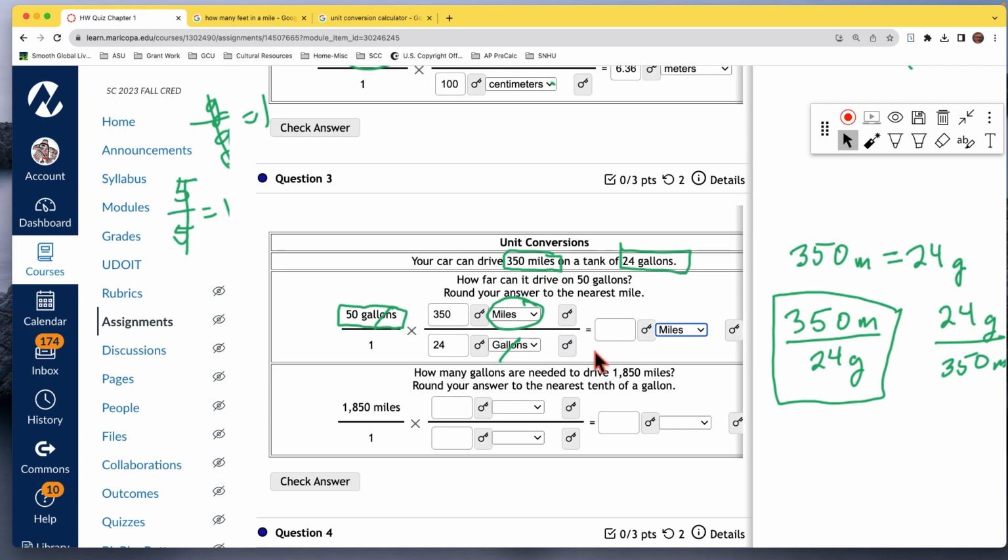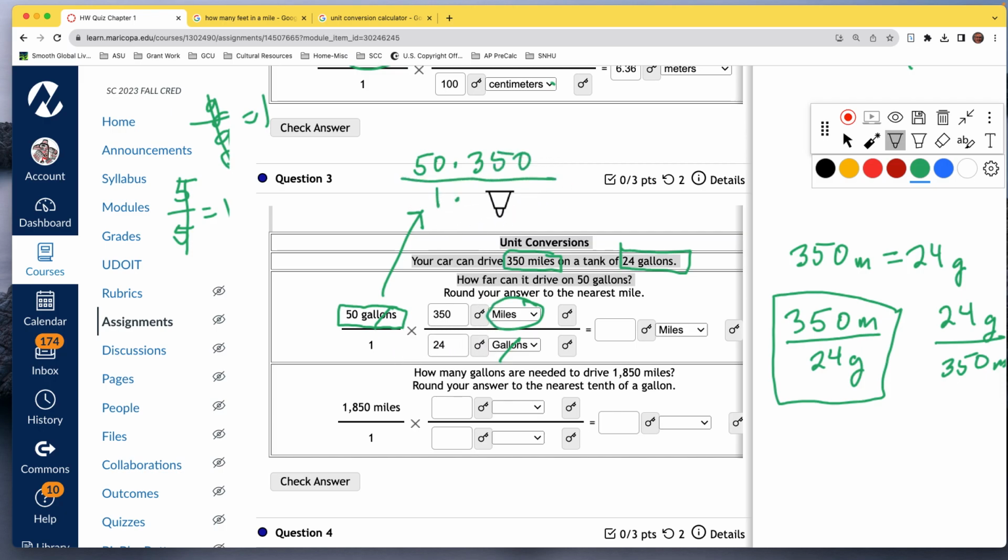And then how do we get how many miles? Well, we're going to take 50 times 350 and then divide it by 24. Or you could do it in a different order, but that's with fractions. You multiply the tops and you divide by the bottom. So this is literally going to be 50 times 350. The denominator will be 1 times 24. Notice how I'm just multiplying straight across. And then at the end, whatever's in the numerator, we divide it by the denominator.